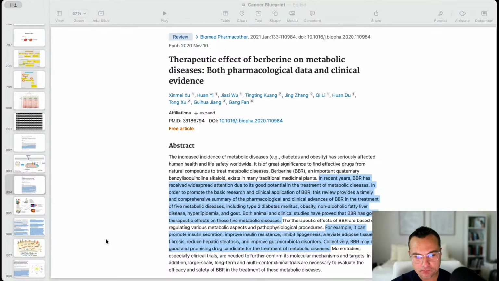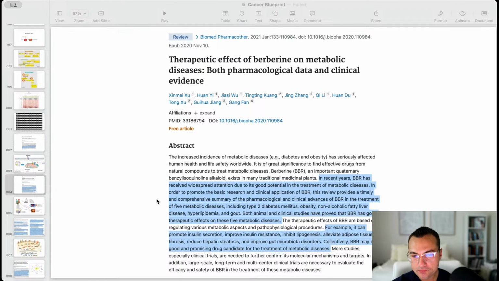And it says here that in recent years, berberine has received widespread attention due to its good potential in treatment of metabolic diseases. In order to promote the basic research and clinical application of berberine, this review provides a timely and comprehensive summary of the pharmacological and clinical evidence of berberine in the treatment of 5 metabolic diseases: type 2 diabetes mellitus, obesity, non-alcoholic fatty liver disease, hyperlipidemia, and gout. Both animal and clinical studies have promoted or proved that berberine has good therapeutic effects on these 5 metabolic diseases.